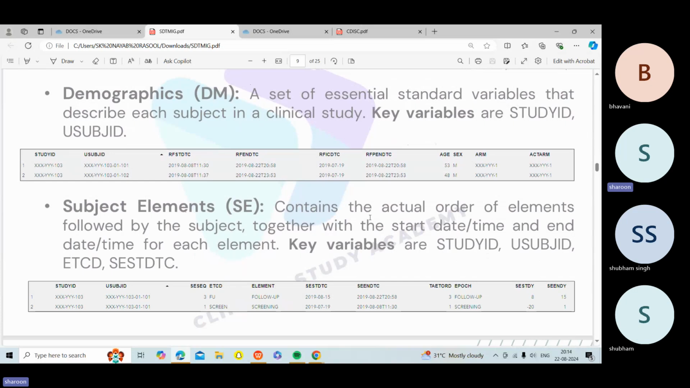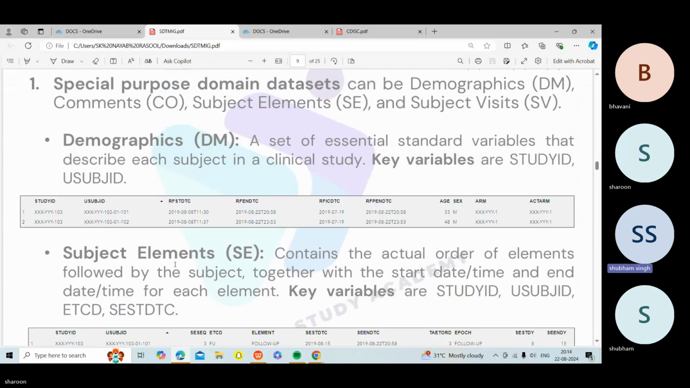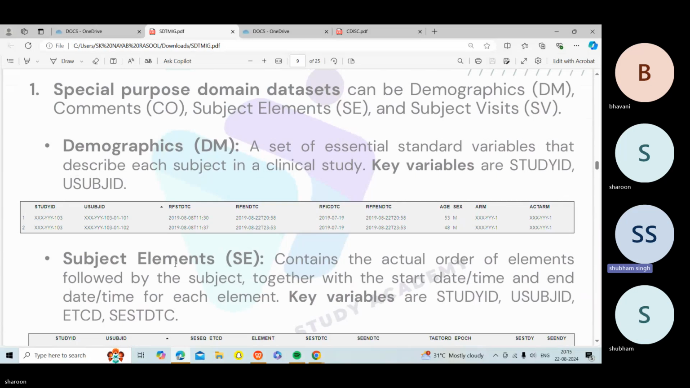Subject elements contains the actual order of elements followed by the subject, together with the start date or time and end date or time for each element. Key variables are study ID, USUBJID, ETCD, SESTDTC. Guys, so right now what you are seeing, these all are datasets.